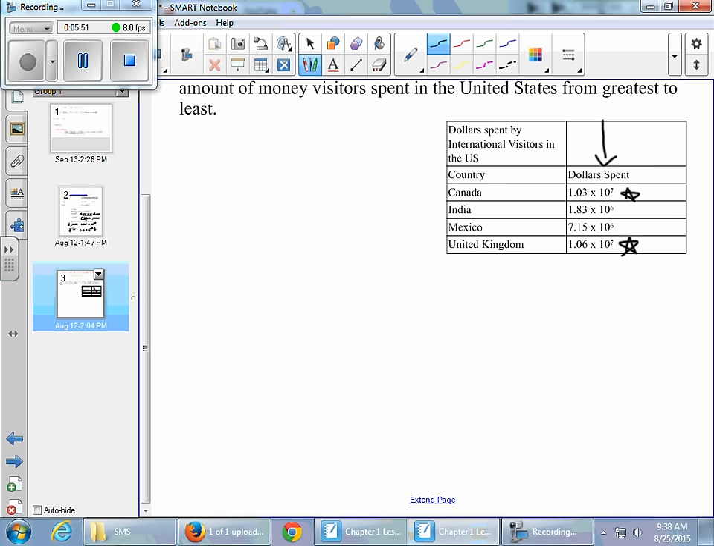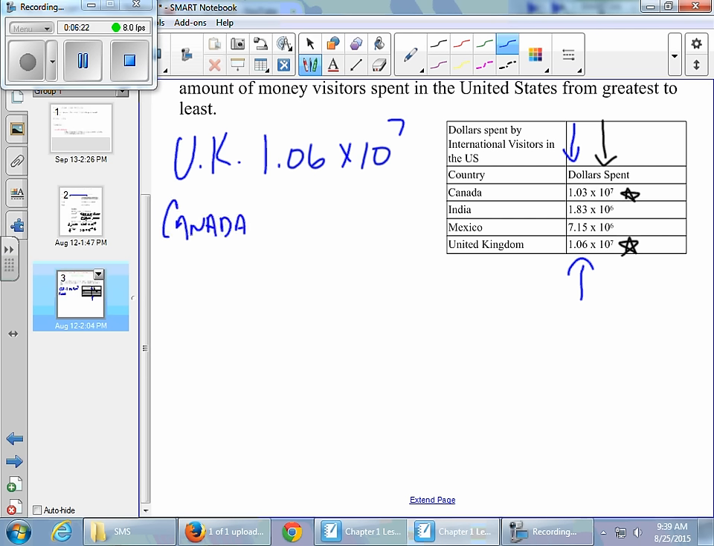Now we're going to look at the first column. 1.06, 1.03. Just think of that in terms of money. One is $1.03, the other one's $1.06. So obviously $1.06 would be more. So the United Kingdom, 1.06 times 10 to the 7th, is first. Then we put Canada, 1.03 times 10 to the 7th, second.